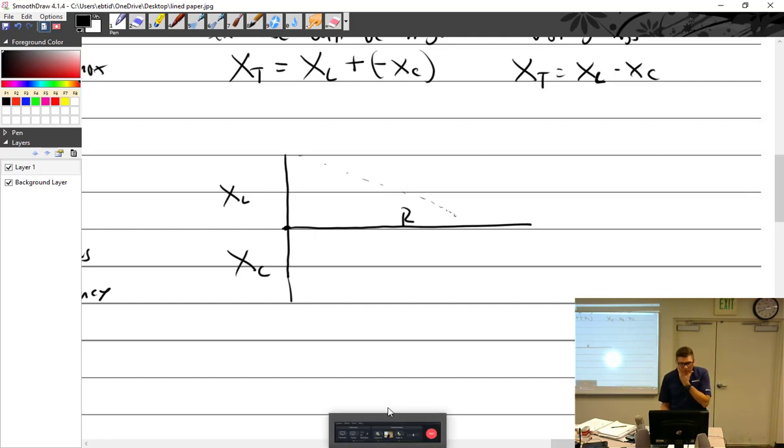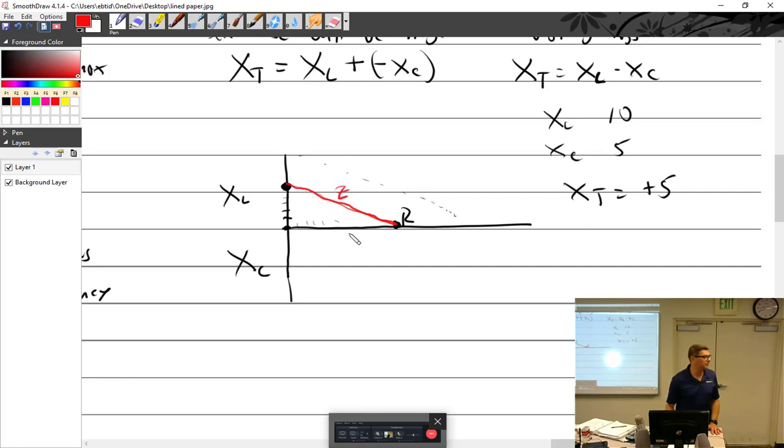So, for example, if X of L was 10 and X of C is 5, then X total equals what? 5, right? So that's a positive 5. So we go up 1, 2, 3, 4, 5 and say it's right there. And then if I said my resistance was 20, then we'd count out to 20, and there's my resistance right there. Then impedance becomes whatever line this is. We have to figure out the length of that line, and whatever the length of that line is, that is Z, our impedance. That's how we figure out a vector sum.